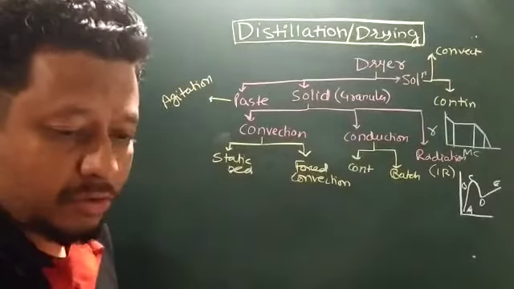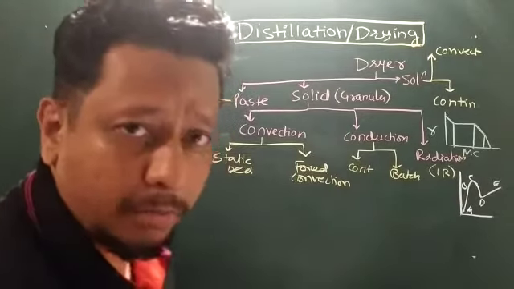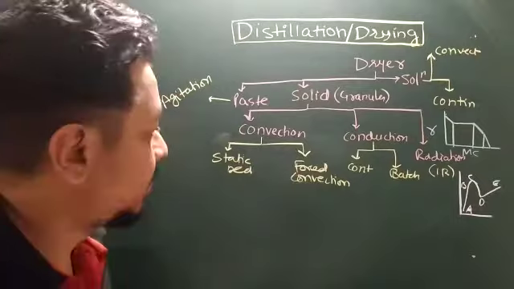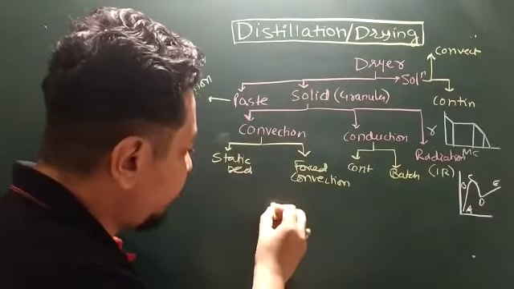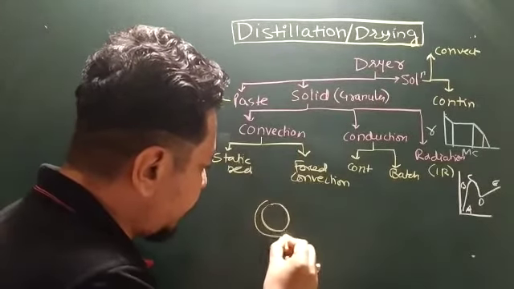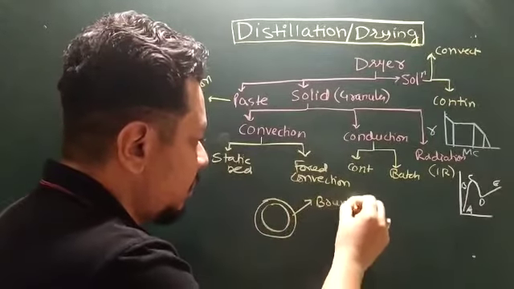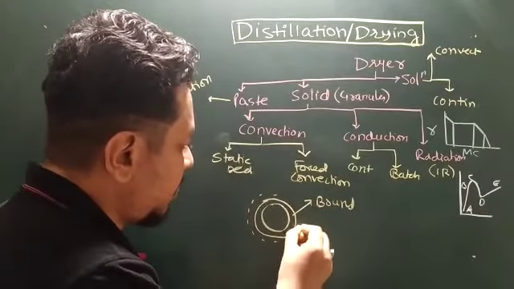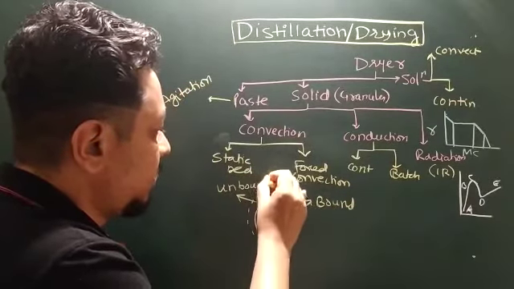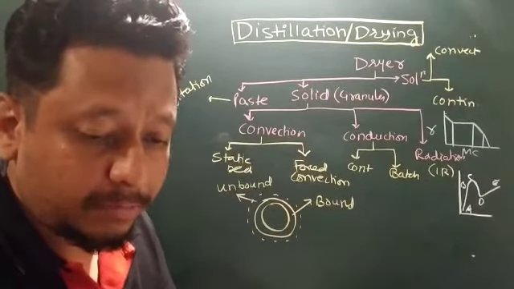Okay, so now the distillation and the drying both have a common concept, that is removal of water or removal of liquids. Normally, whenever a solid contains water, one type of water is known as bound moisture, and one more is known as unbound moisture. These two basic understandings are important before we go to the concept of drying.